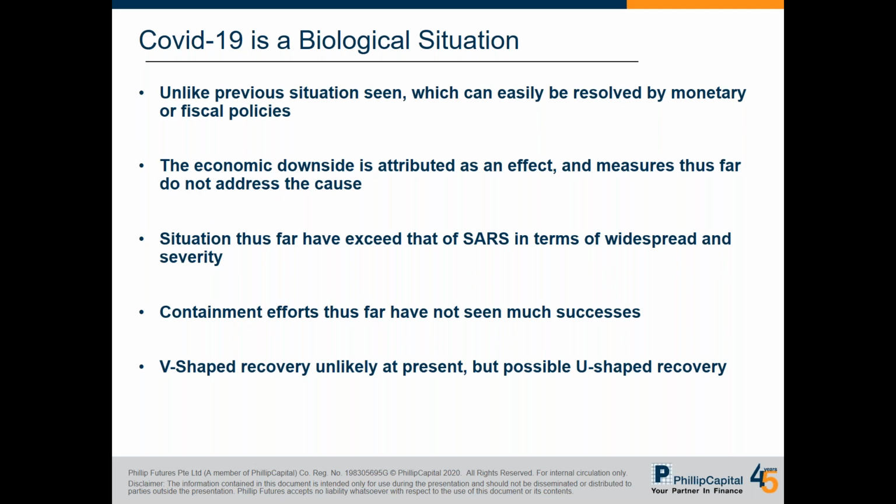So what happens is that the measures implemented are also addressing the impact. The impact of the virus caused the economic downside, and people are addressing the impact. But only when the cause is resolved will this economic downside risk be eliminated, and then we can see that markets will start to recover from there. So if there's a medical breakthrough in terms of a new vaccine or new medication, this will totally eliminate the risk, and from there we can see that markets start to recover. So right now, the situation has actually far exceeded that of SARS in terms of widespreadness as well as severity.